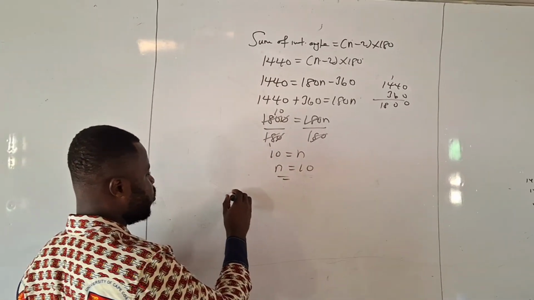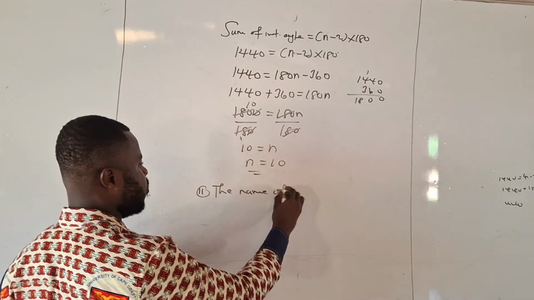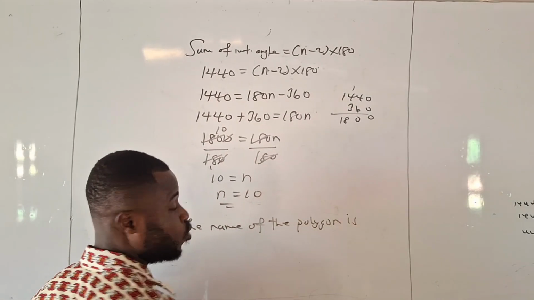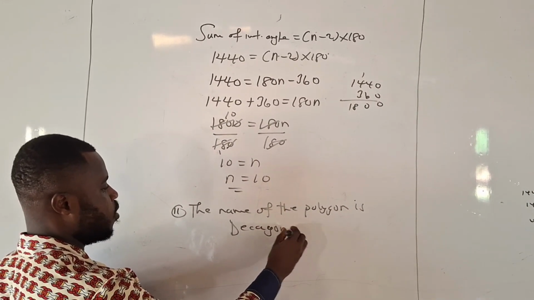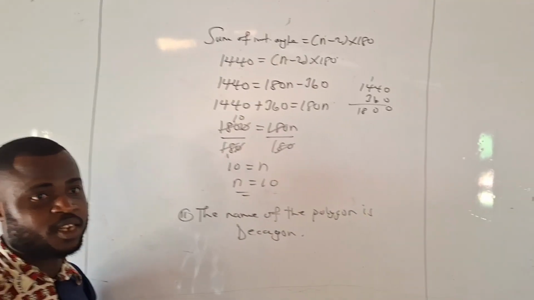That is the number of sides. So I say the name of the polygon is, so a 10-sided polygon is what? Decagon. So 2 in 1 question. So a decagon has 10 sides.